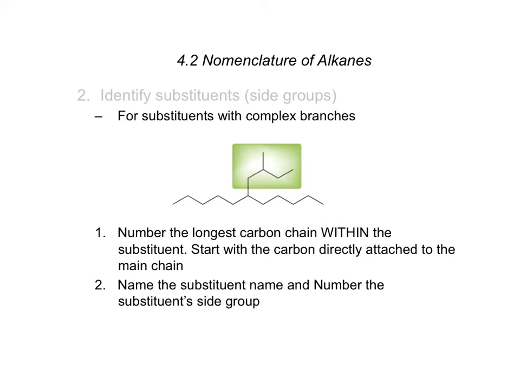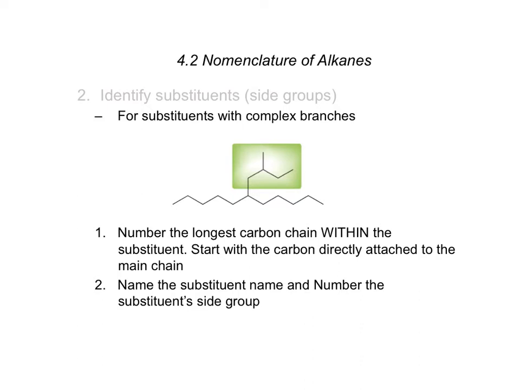Okay, so those were all kind of, I'm not going to say they were easy, but they didn't get very complex, right? We had a parent chain, it was identifiable, and then all of the substituents that came off of it were just individual chains of carbon, okay?